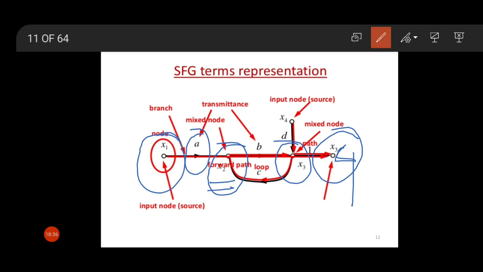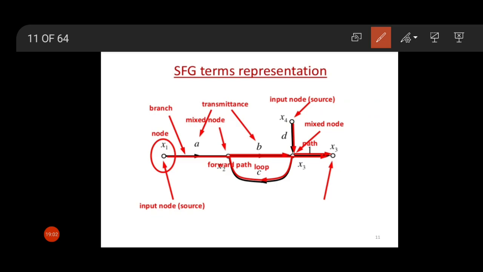In between, X2 and X3 are mixed nodes. And this is X5, which means here we add a disturbance also. X5 is also an input node because it has only outgoing branches. This A, this B, this D are transmittances.